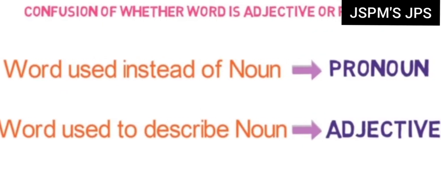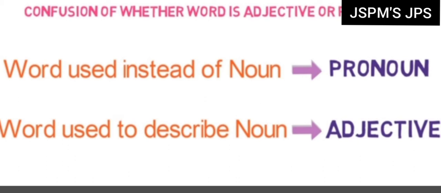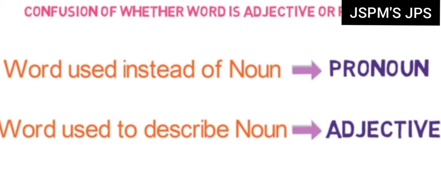If you feel confused whether a word is an adjective or a pronoun, yes, you may get confused, because I said that you have demonstrative pronoun, demonstrative adjective, interrogative pronoun, and interrogative adjective also. So when a word is used instead of a noun, means when we replace the noun, that is a pronoun, and a word used to describe a noun is an adjective. So no need to get confused.